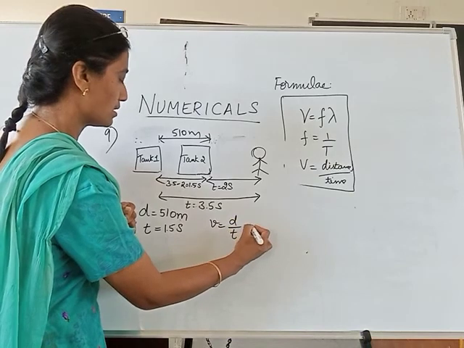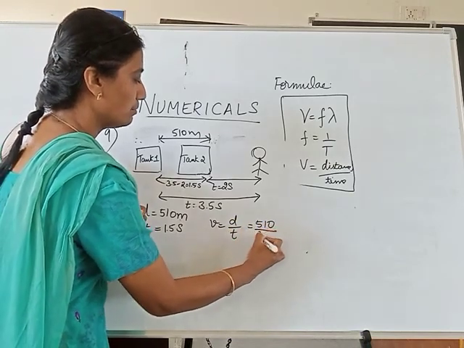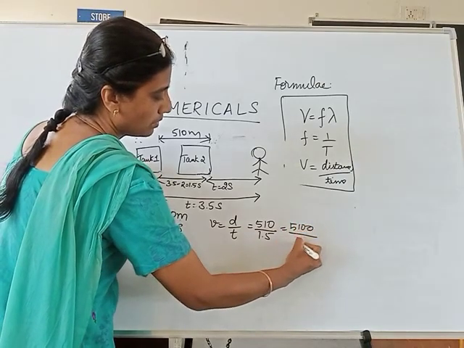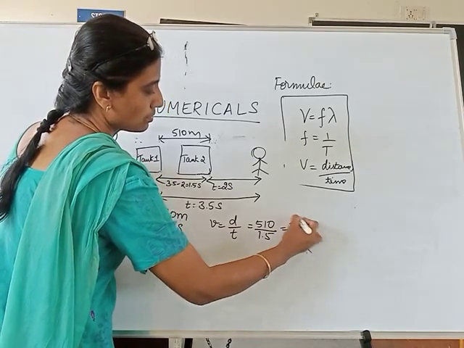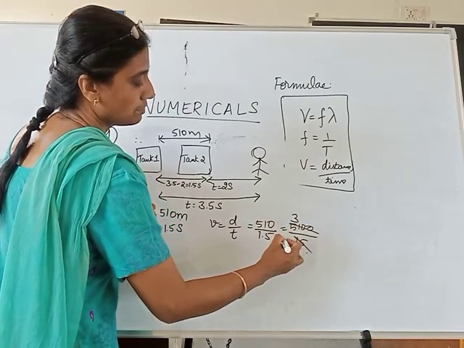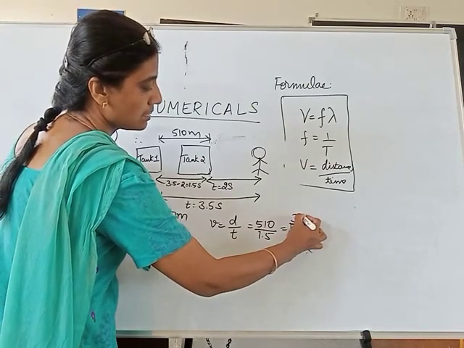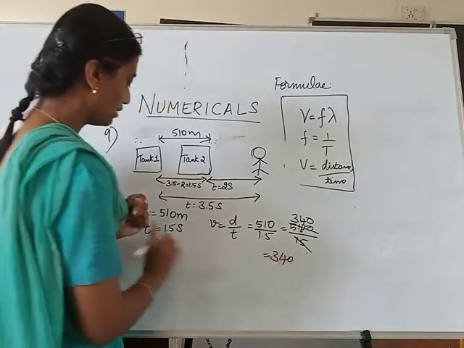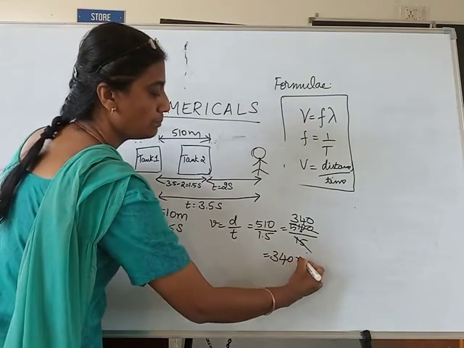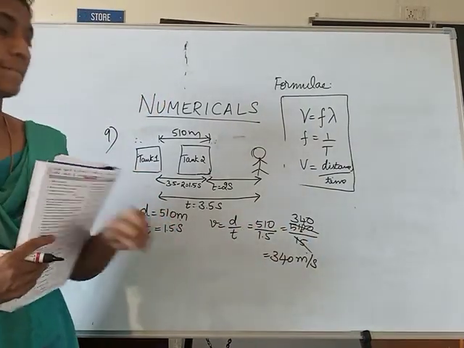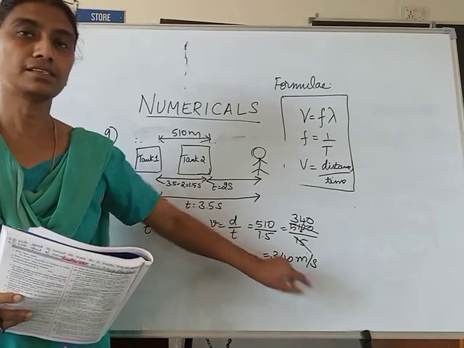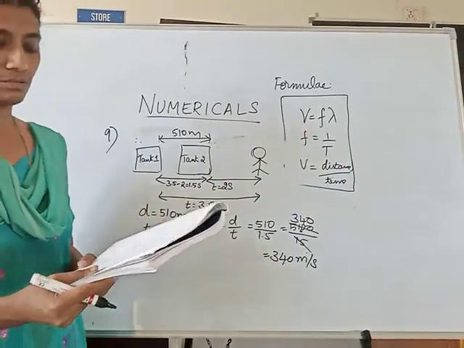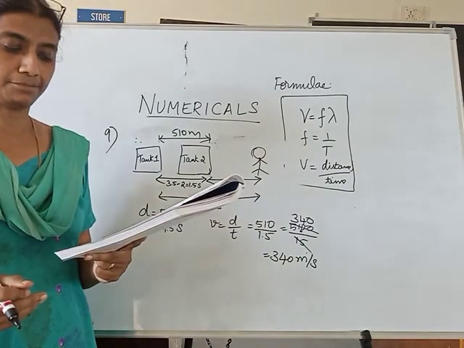Speed is equal to distance upon time. 510 by 1.5, or 5100 upon 15. So 3 15s are 45, 60, 4, 0. 340. What will be the unit? Speed will have the unit meter per second. Remember that. Have you understood, children? So this is how the 9th one has to be done.